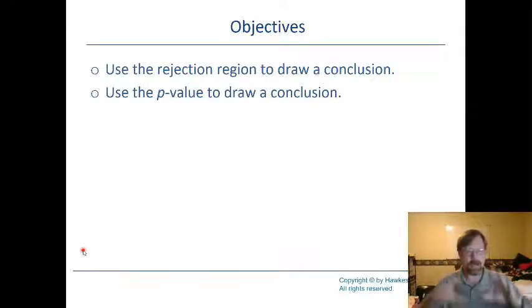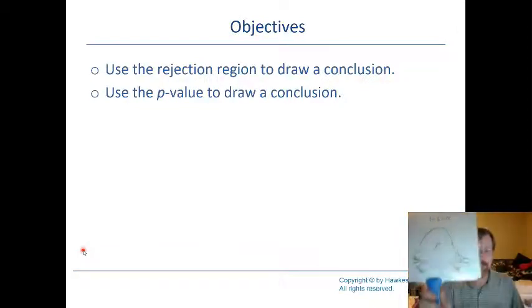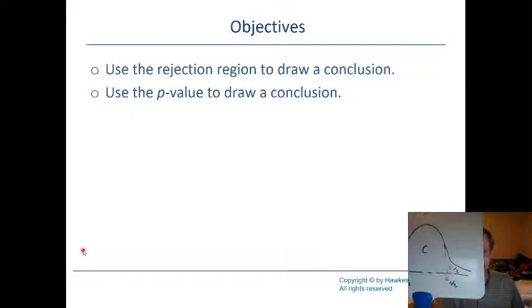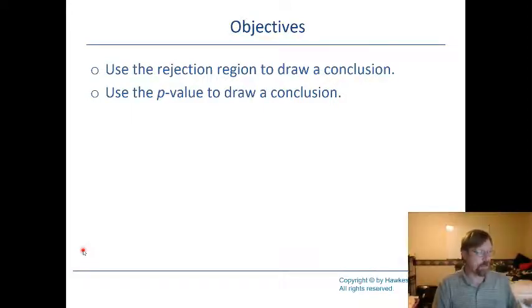We'll use where something falls on a distribution as our criteria for rejection, and then we'll use the p-value to draw a conclusion. This is just the probability value that's associated with a region on the normal distribution.